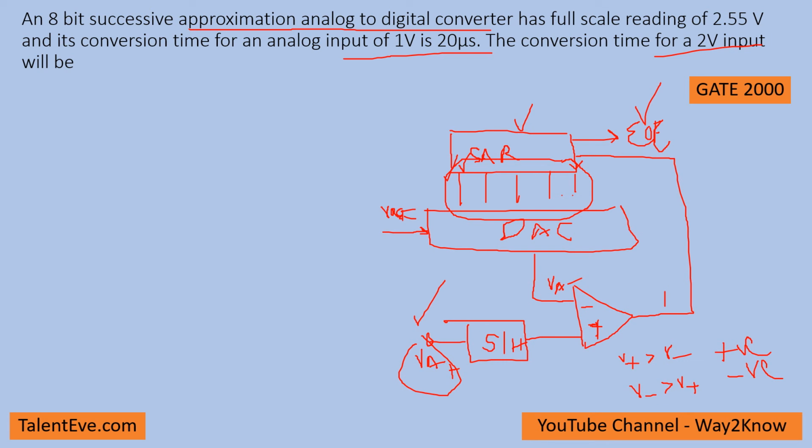So now here it is said that for an analog voltage of 1 volt, it is 20 microseconds, and we need the conversion time for 2 volts. Here it is said that it is an 8-bit successive approximation ADC. Because the bit size is constant for both of these, we can say that for a 2 volt input also it would be 20 microseconds, because for a SAR the conversion time is dependent on the number of bits. Thank you.